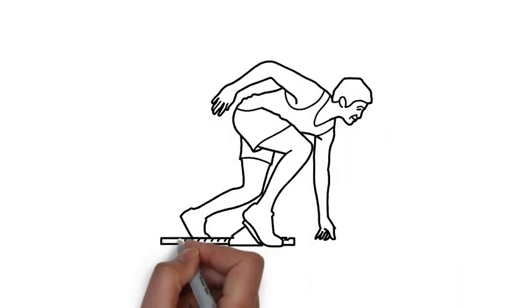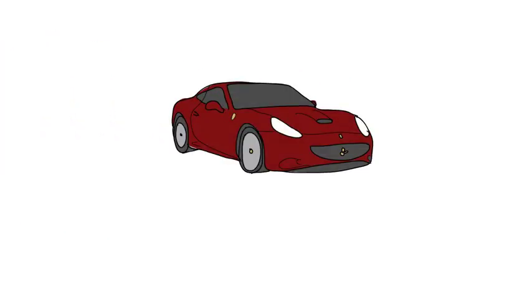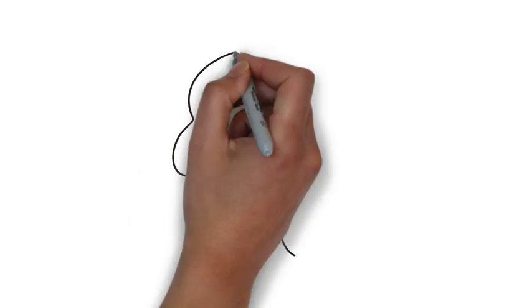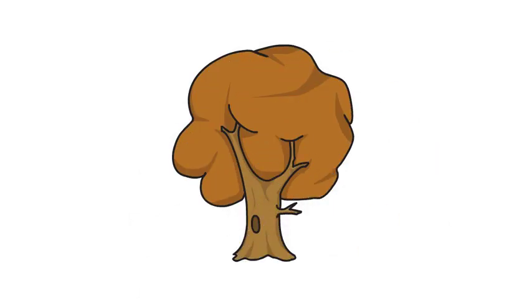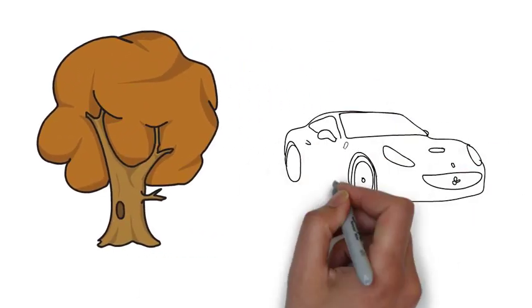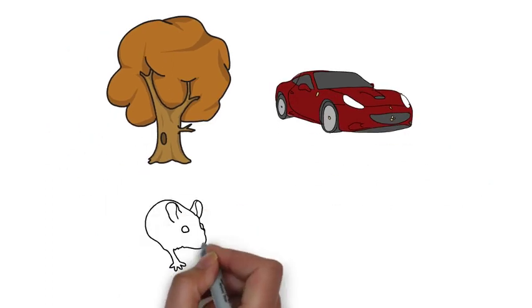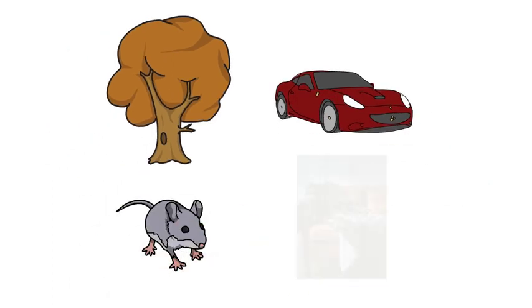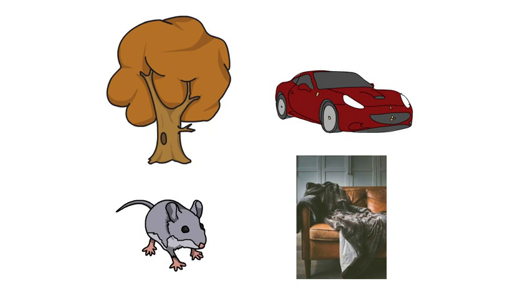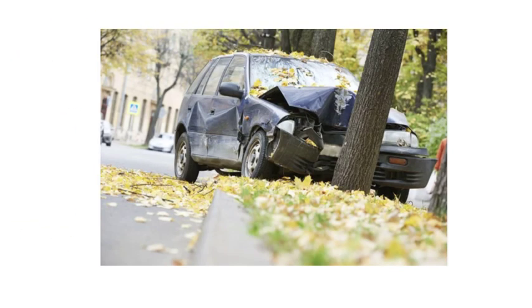Here is your task. Write a story that features a tree, a car, a mouse, and a blanket. That's right. Somewhere in your story, you need to include a tree, a car, a mouse, and a blanket. Perhaps you could write about a mouse that crossed the road and made a car skid and hit a tree.